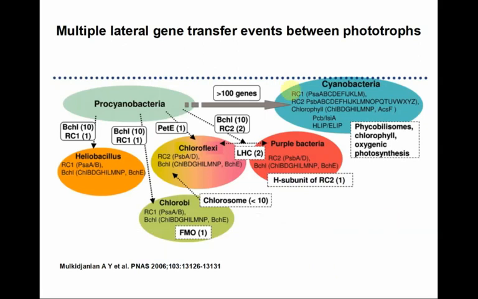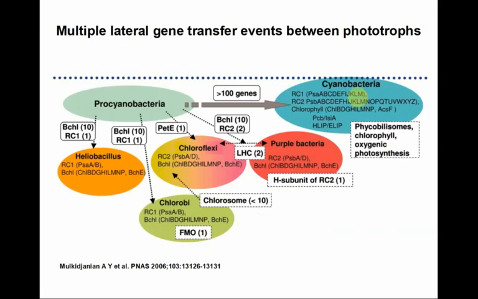So cyanobacteria are the only ones which have 2 reaction centers. They've got both photosystem 1 and photosystem 2, the same as in green plants, whereas all the other ones have either 1 or 2. So that's why cyanobacteria are the only type of photosynthetic bacteria that can perform oxygenic photosynthesis. All the others can't do that.